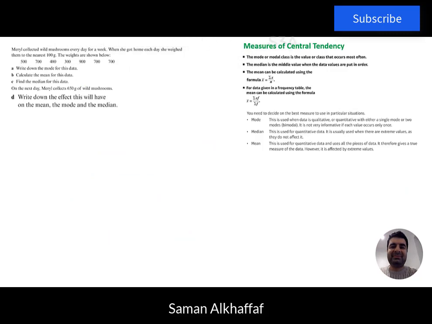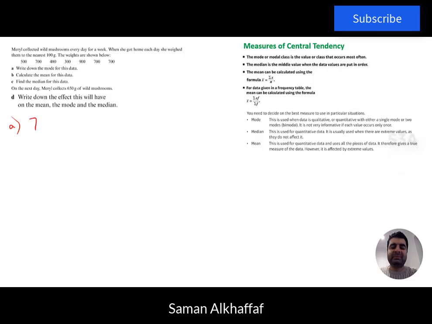In this example, Meryl collected wild mushrooms every day for a week. When she got home, each day she weighed them to the nearest 100 gram. The weights are shown below: 500, 700, 400, 300, 900, 700, and 700. So there are 7 samples or 7 weights. For part A, write down the mode for this data. So the mode, we can see the highest, which is 700.